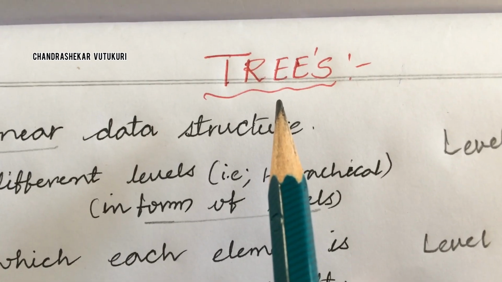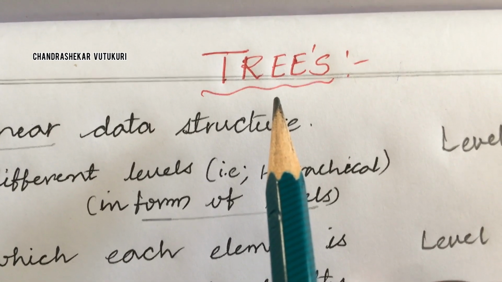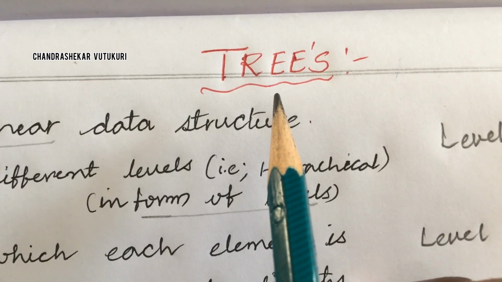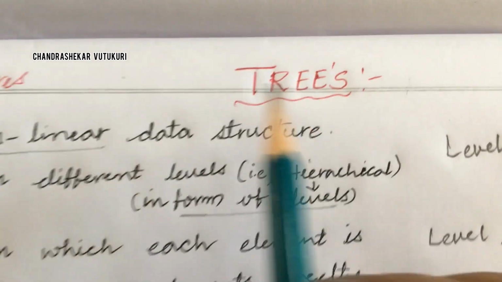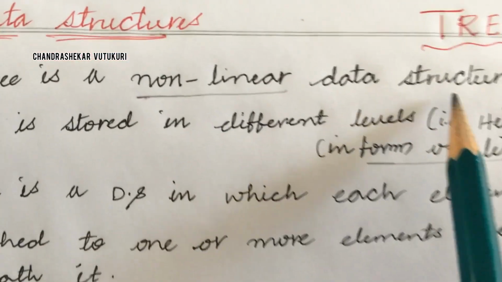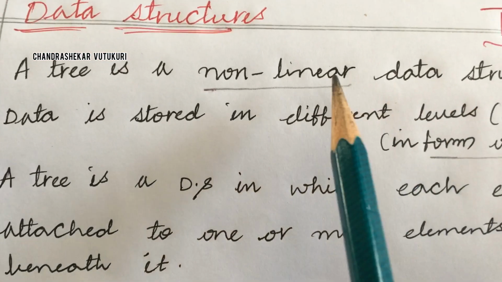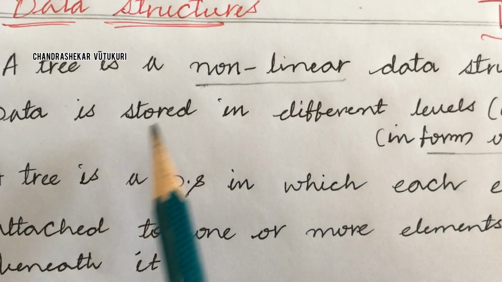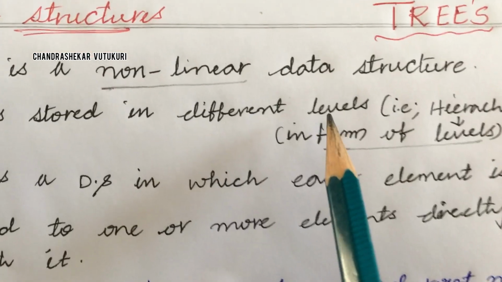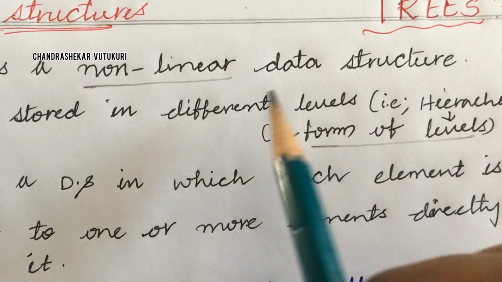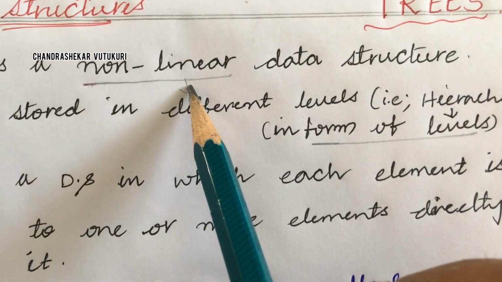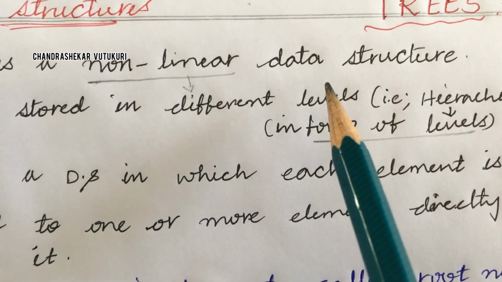The linear data structures are nothing but arrays, queues, stacks and linked lists. There the data is stored in proper order, whereas a tree is a non-linear data structure. Why is it called non-linear? Because the data is stored in different levels, that is, in a hierarchical manner. So that's the reason it is a non-linear data structure.